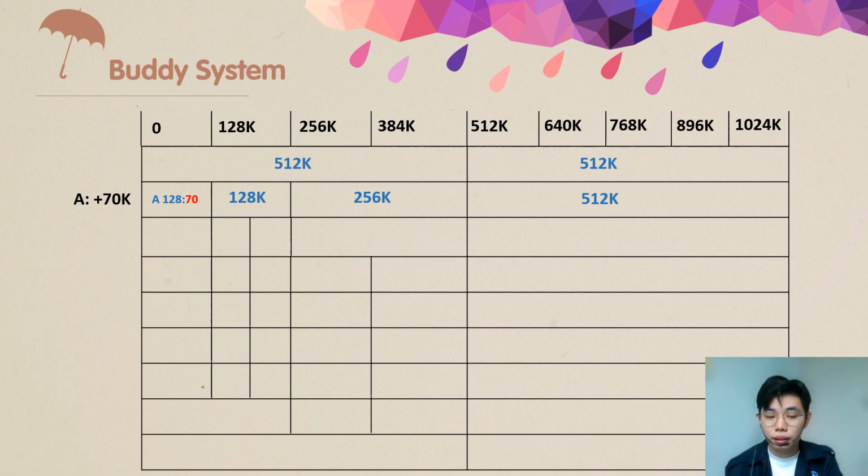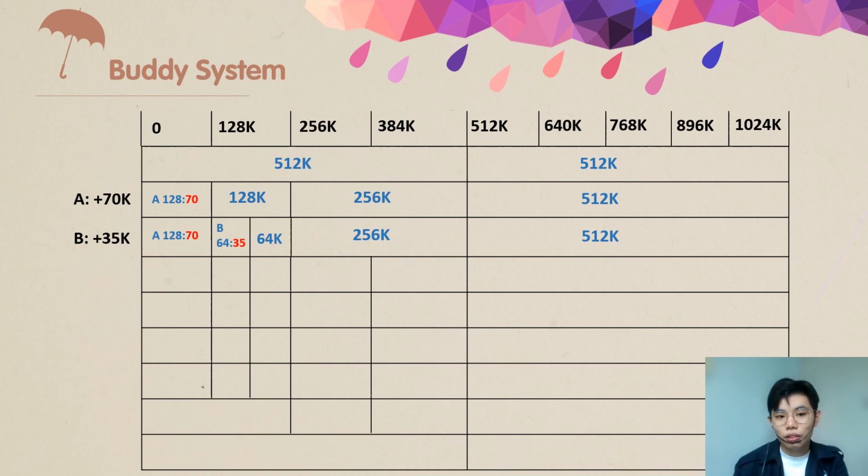Next, for B, 35k. Same, going to process B, we need to find a block for 35k. For 35k, you can see 128, 64. So we need to find 64 to cater for this 35k. You can see from the second bar, the 128, I have divided into portions 64 and 64. So 64 is easier for my allocation of the 35k block later on. That's all for process B.